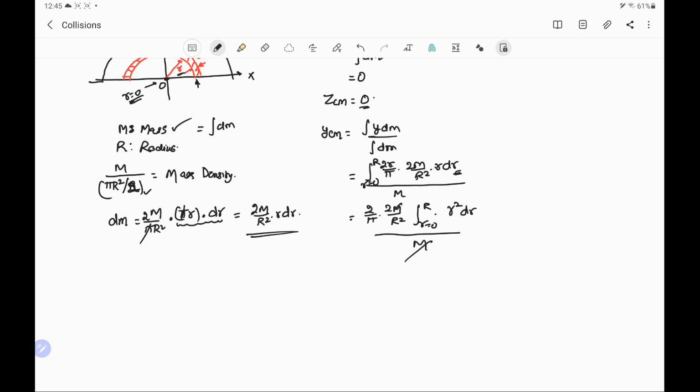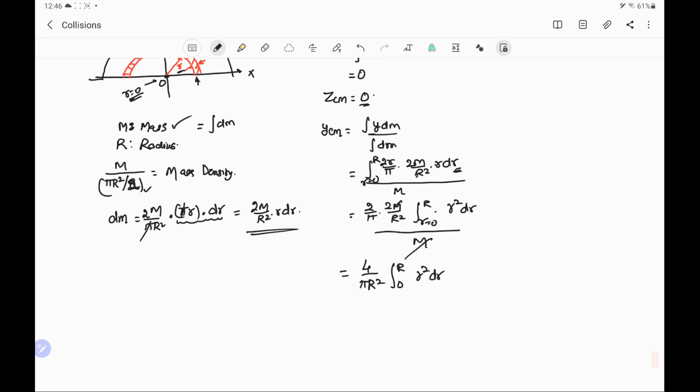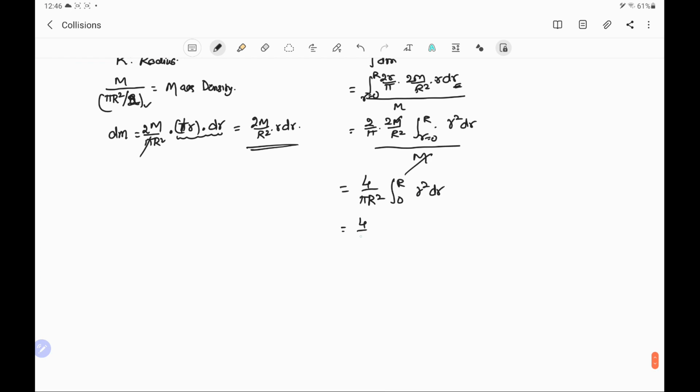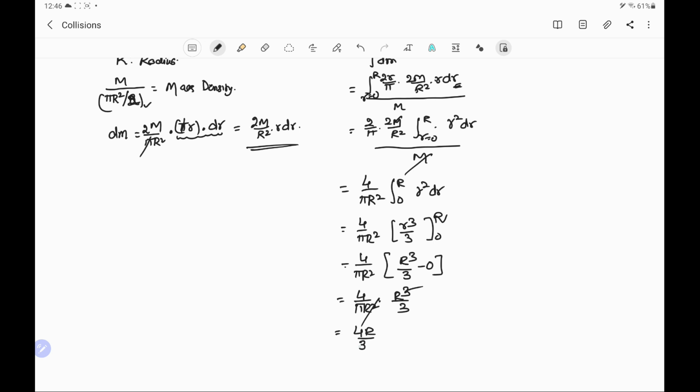The M and m will cancel out, and on multiplying 2 and 2, we get 4 by πR², integral from 0 to R of r² dr. The integral of r² is r³ by 3, with limits 0 to capital R. The upper limit gives R³ by 3, minus the lower limit, which is 0. On simplifying, it will be R³ by 3. The R² will cancel with R³, leaving only R, and we finally get 4R by 3π.